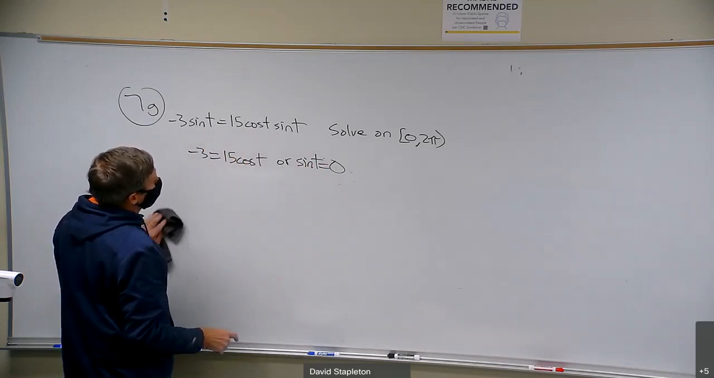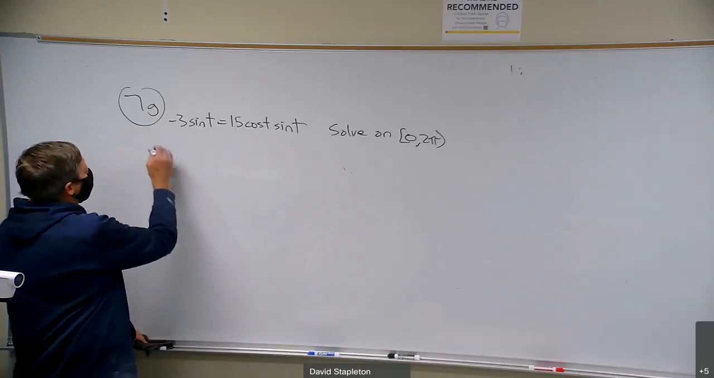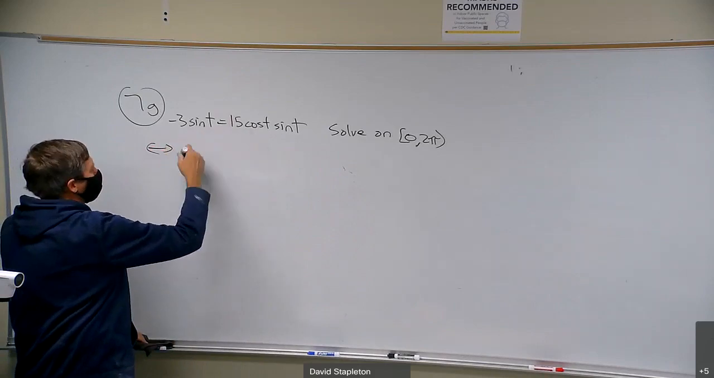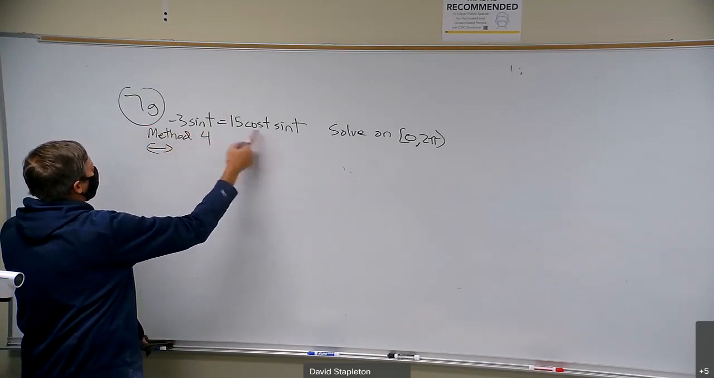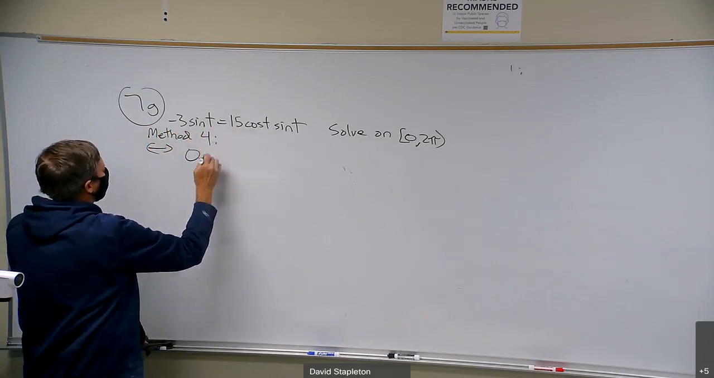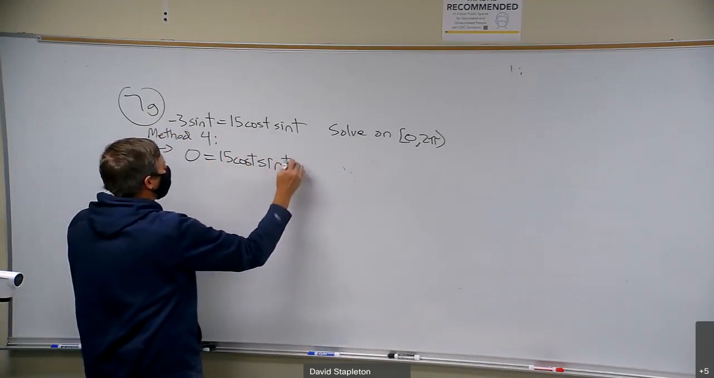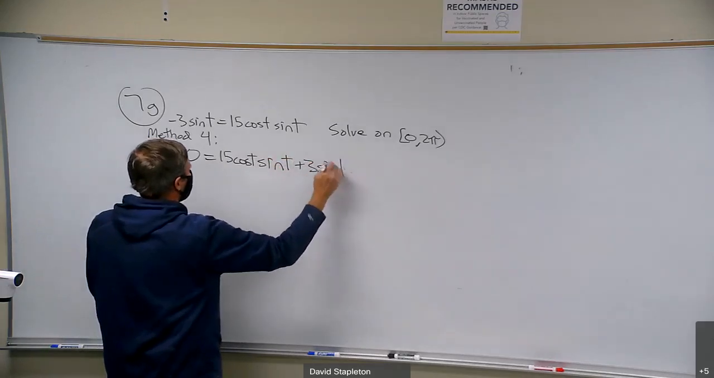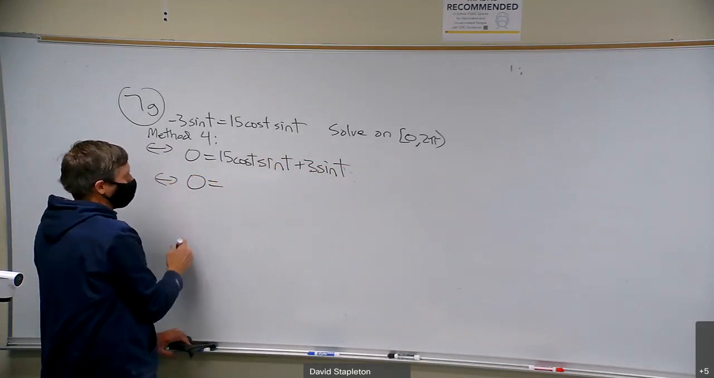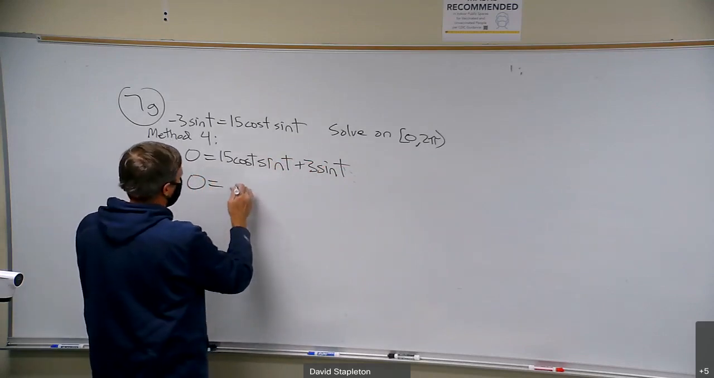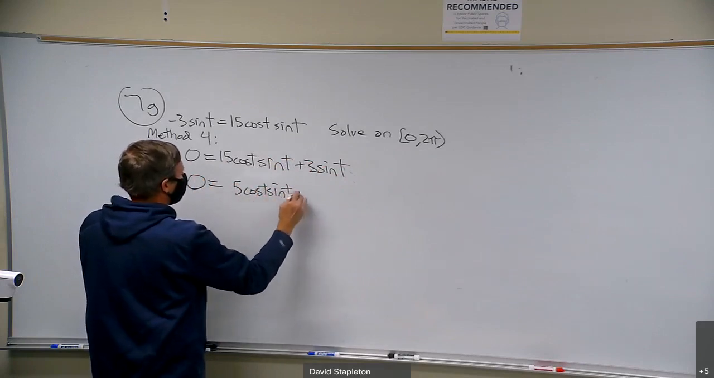However, you don't ever have to do that if you just follow the 4-step method, right? What you do with the 4-step method is when you see more than one trig function, you put it equal to 0. That was method 4. Get 0 on one side. So I'll add these over and get 0 equals 15 cosine t sine t plus 3 sine t. Adding 3 sine t each side. Now I might divide that by 3. That's a non-zero number, so I can divide through by 3 with no worries of losing any solutions. I get 5 cosine t sine t plus sine t.